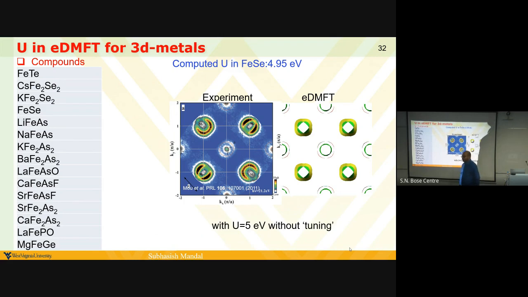Fighting over U actually means that the screening is very different, and screening comes from all the states which are very high energy or low energy. So the problem they fight over, as you are saying, is whether you are doing high energy physics or low energy. Exactly, that's the point. It's like which scale you're looking at.